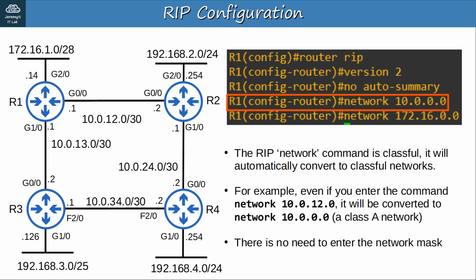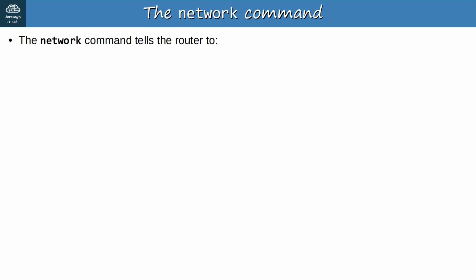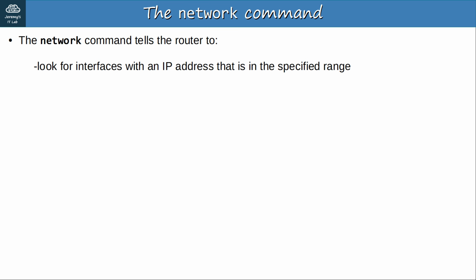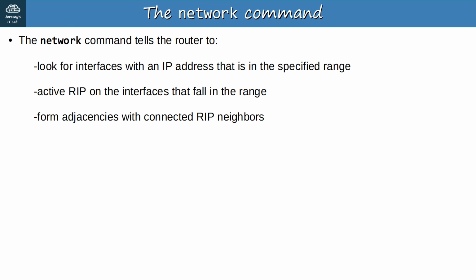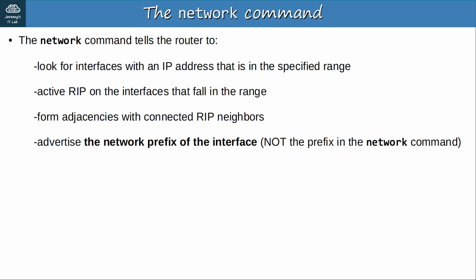Okay, so what effect does this command actually have? R1's G0/0 interface is 10.0.12.0/30, and its G1/0 interface is 10.0.13.0/30. But I just entered the command network 10.0.0.0. Let's look at exactly how the network command functions. The network command tells the router to look for interfaces with an IP address that is in the specified range. Then it will activate RIP on the interface or interfaces that fall in the range. It will form adjacencies with other connected RIP-enabled neighbors and advertise the network prefix of the interface.